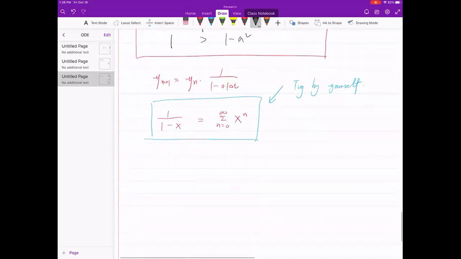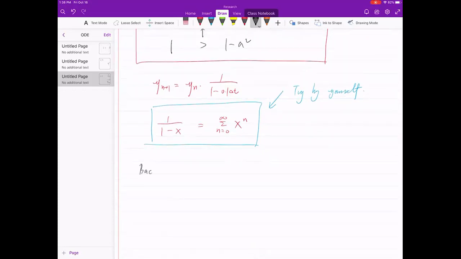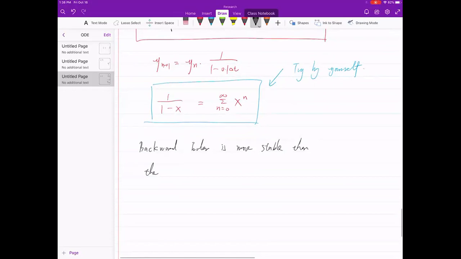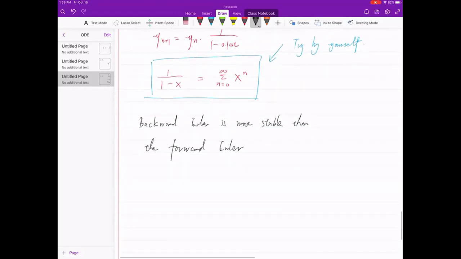Either way, backward Euler is more stable than the forward Euler. Not more accurate though. It's just harder to break down. Because they are both first order Euler's method, their accuracy is very similar to each other. I didn't do it. You can try to code it yourself.